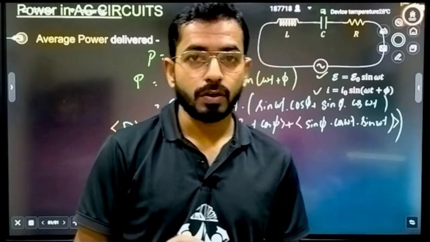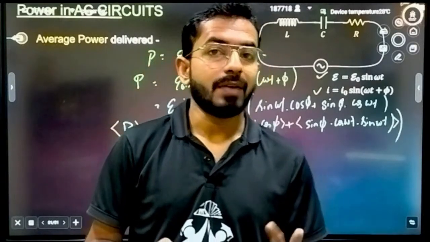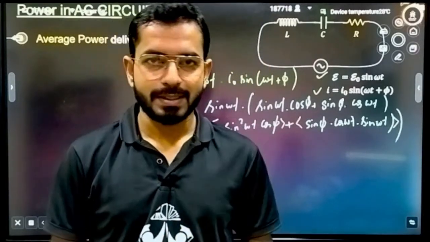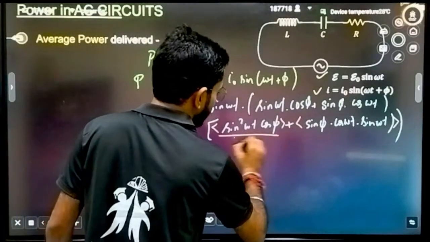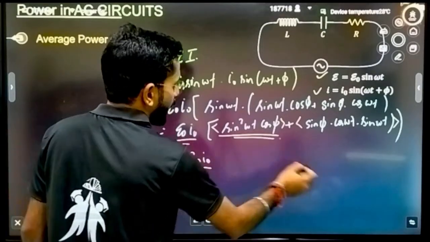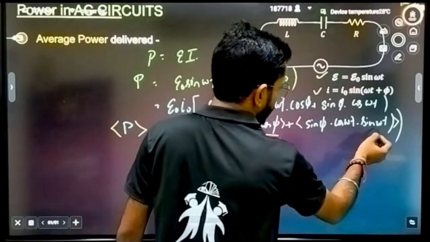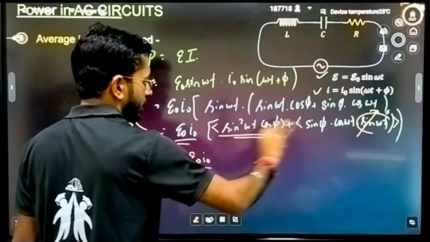Can you say it is equal to 0? First lecture, last lecture we have discussed it. Before starting this chapter only we have discussed this. And what is the average value of sine square omega t? Half. Exactly. So when I am writing this, the average value of this much is half. That means you will be getting E naught I naught divided by 2 times cos phi. And what is the average value of this much? Here the average value of cos omega t into sine omega t will give you 0. That means that complete term is 0.